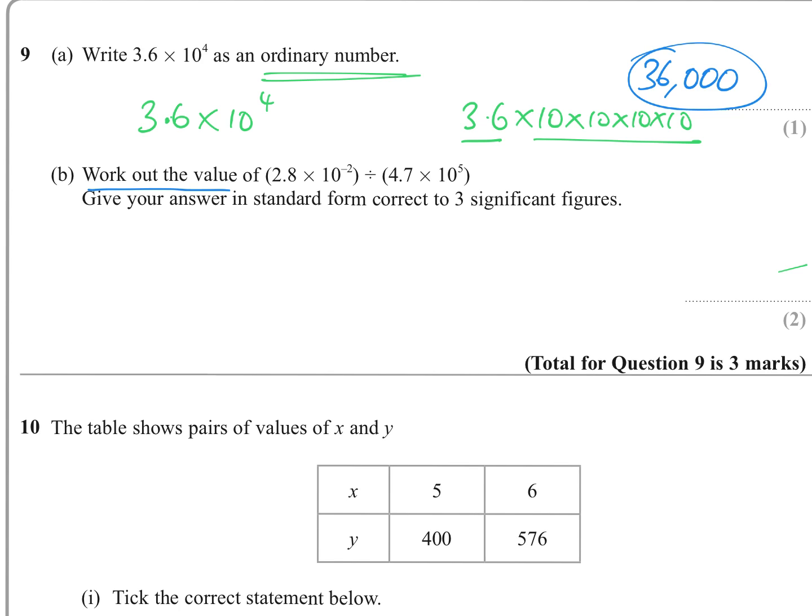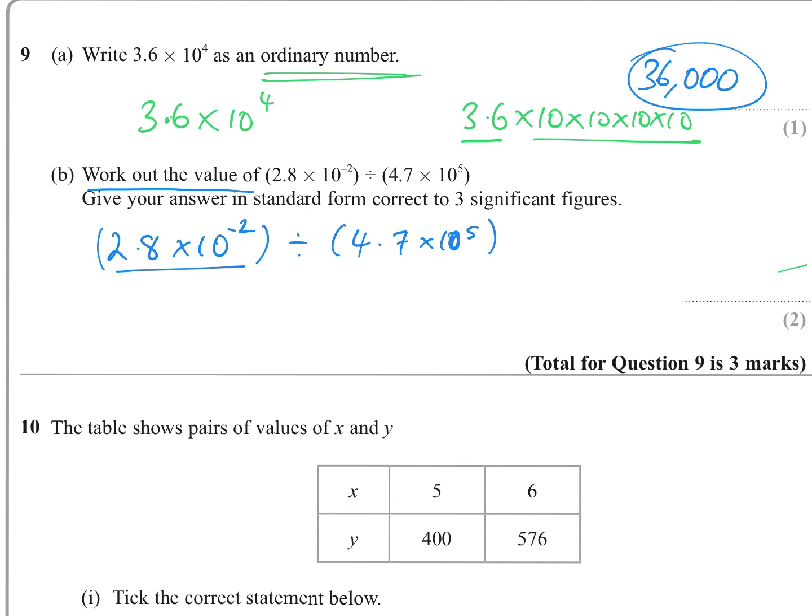Then we've got to work out the value of 2.8 times 10 to the minus 2 divided by, and it's got the brackets there to help us, so we're dividing all of the first part by all of the second part.